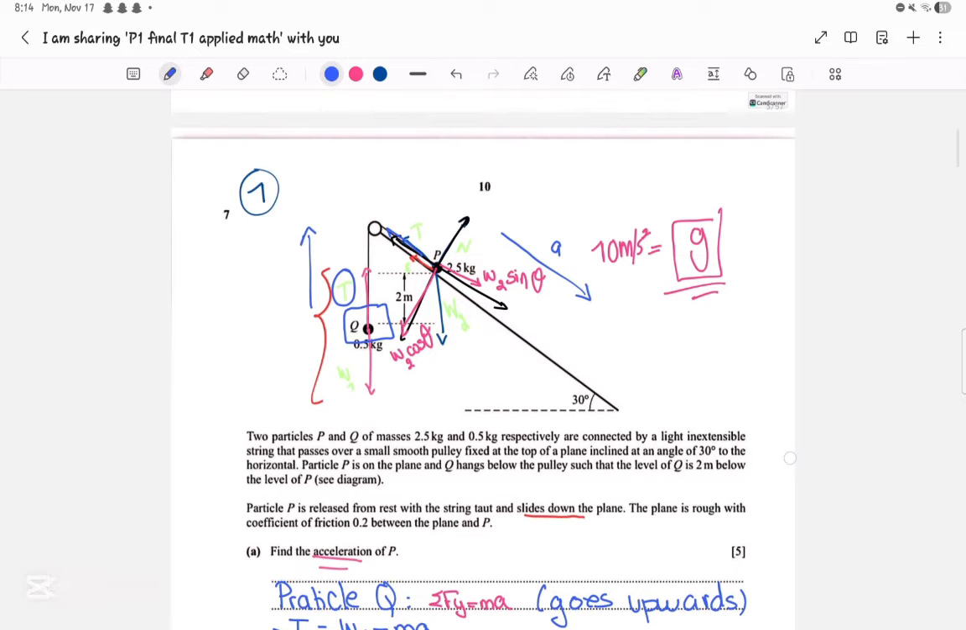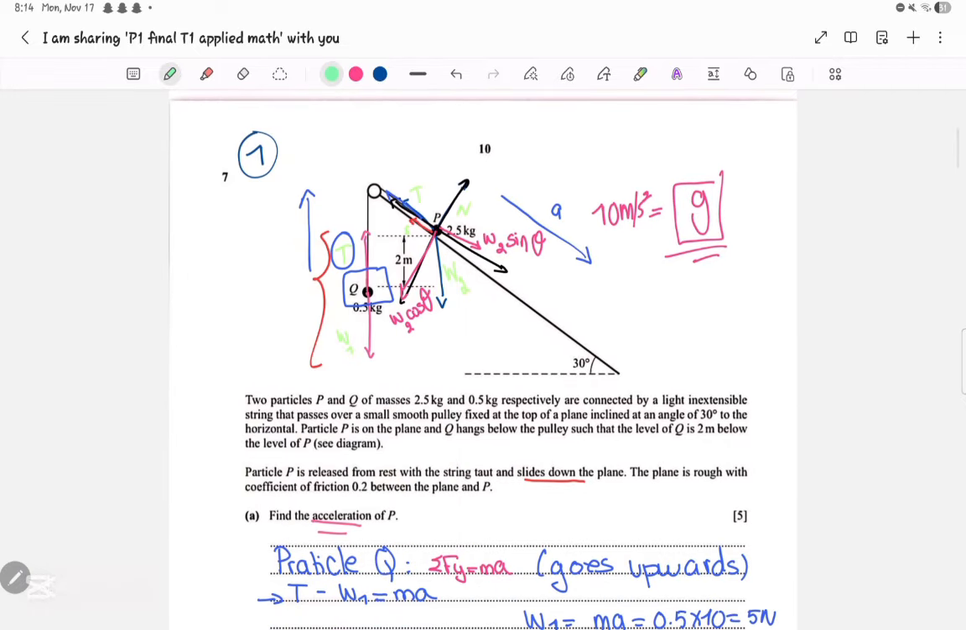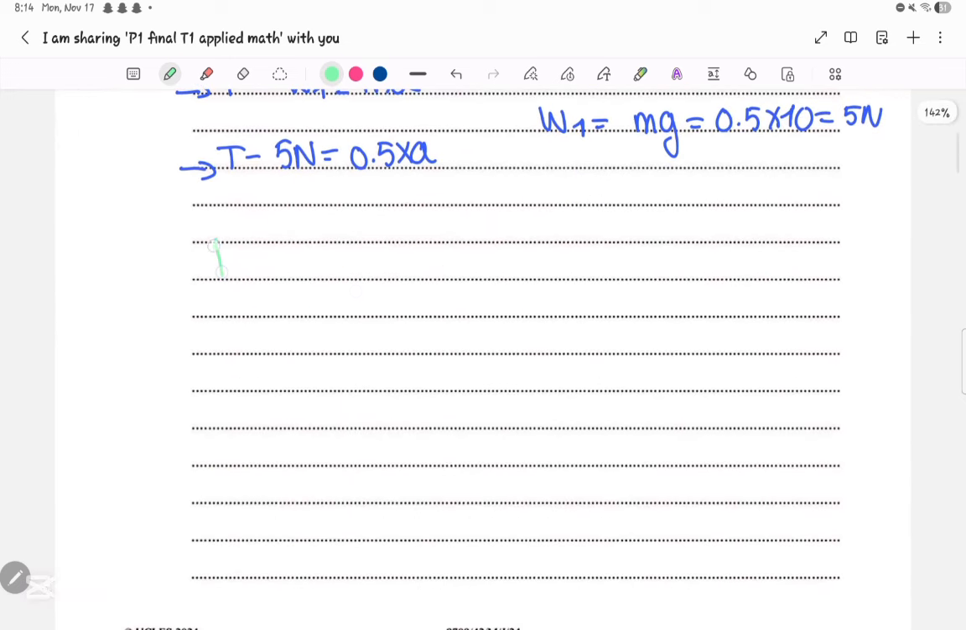Now, where do I move on? I'll move on to particle P because I finished particle Q. I can use the tension now. What do I know about particle P? Particle P is not accelerating up and down. It's moving left and right. That means for particle P, it only moves along the slope, along the inclined plane. This means sigma Fy is equal to 0 because it does not move up and down, and sigma Fx is equal to ma.